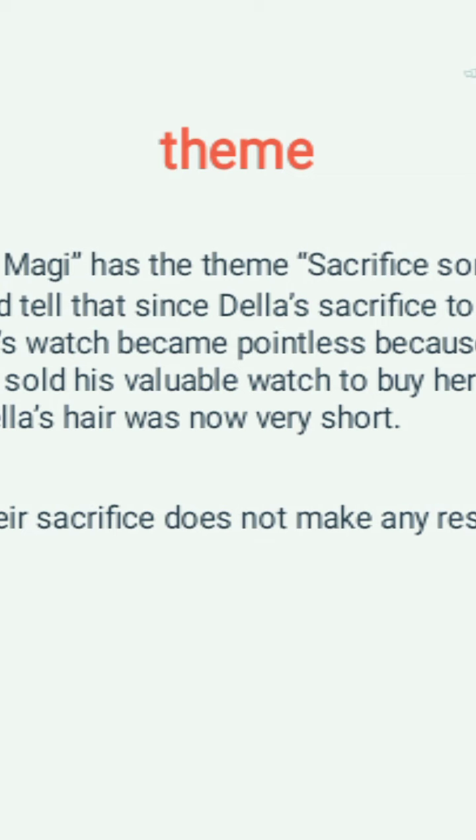We can tell from the scenes that Della sacrificed by cutting her hair off to buy the chain for Jim, but it became pointless, because in the end Jim told Della that he had sold his valuable watch to buy her a set of combs, and unfortunately Della's hair was now very short. In conclusion, their sacrifice doesn't make any result.